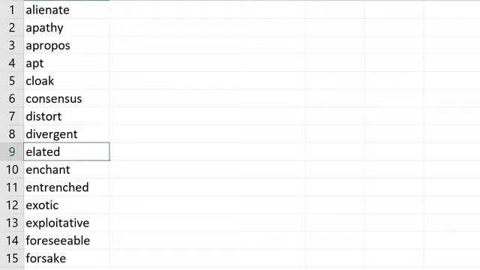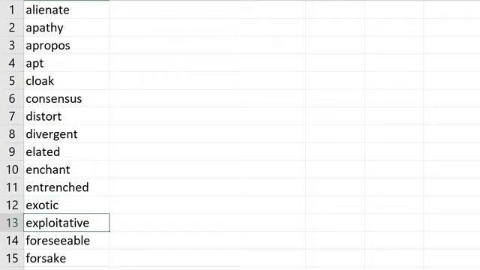Elated means very happy. Maybe you're elated with your GRE score. I don't know. Enchant means to kind of charm somebody, to give somebody a very favorable impression. They feel enchanted or they feel really attracted. Entrenched means ingrained, very hard to remove. Some of our bad habits are very entrenched. Exotic has a couple different definitions. It can mean just different and interesting. It can also just mean different, like it's from an exotic land.